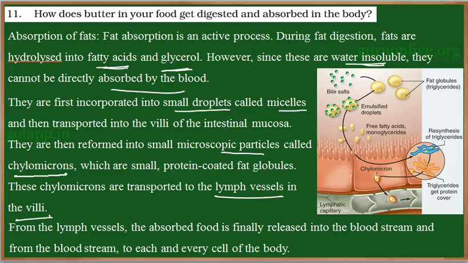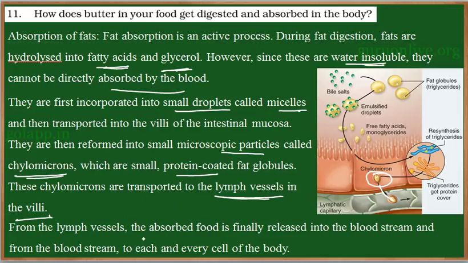So here what has happened? The digested fatty acids and glycerol are first converted into small droplets called micelles, and then they are coated with the chylomicrons, that is the protein covering. Once they are covered with protein, these protein-coated chylomicrons can be absorbed by the lymphatic vessels. They first enter the lymph vessels, and from the villi through the lymphatic vessels the chylomicrons are taken, and finally they are released into the bloodstream.